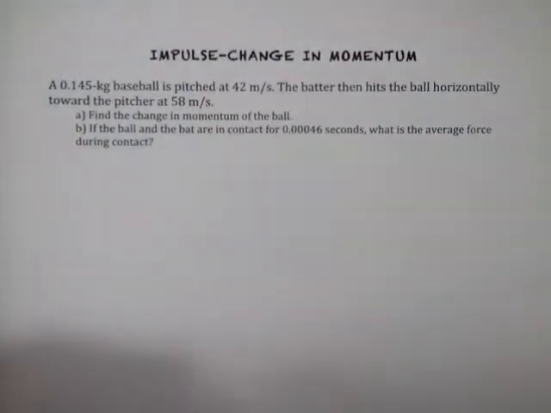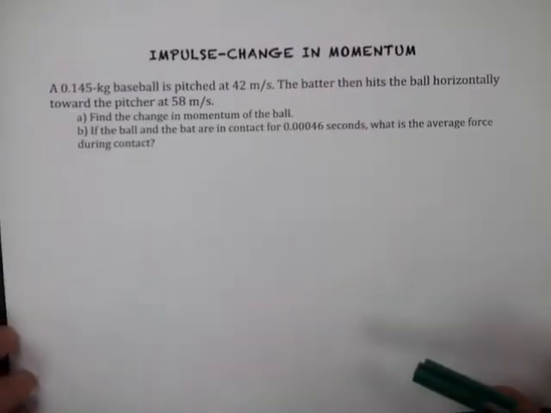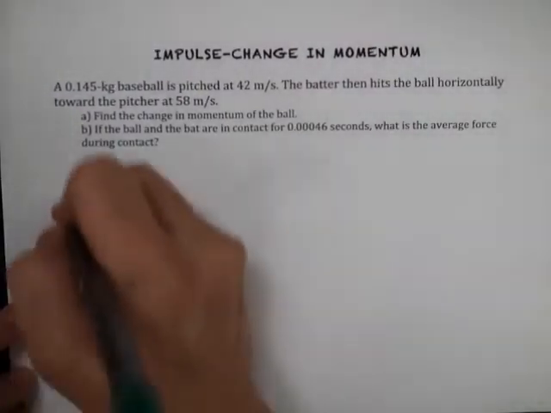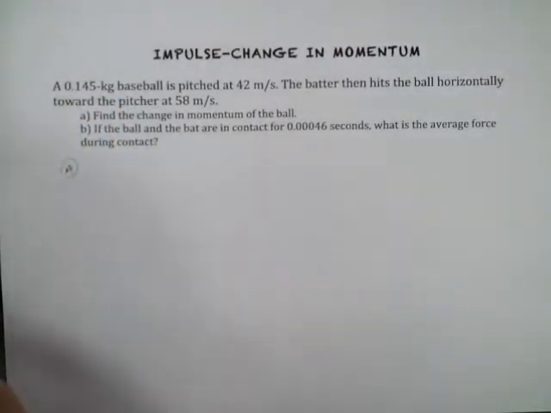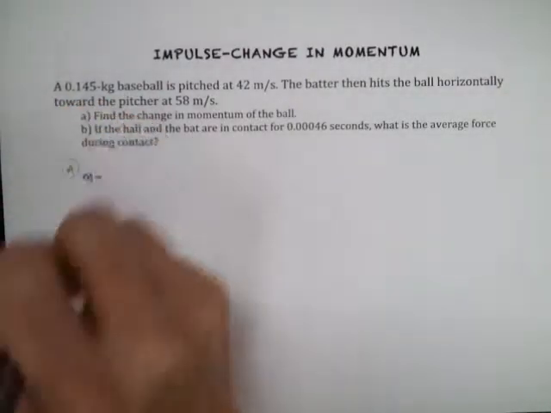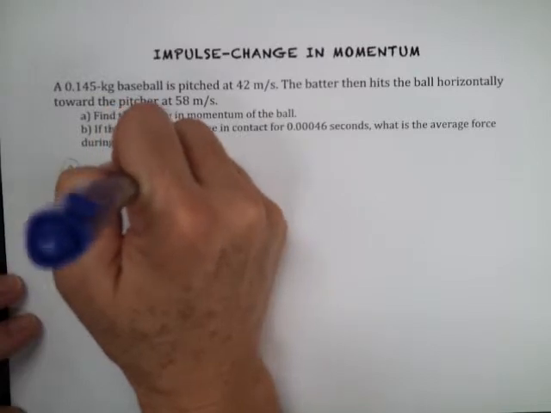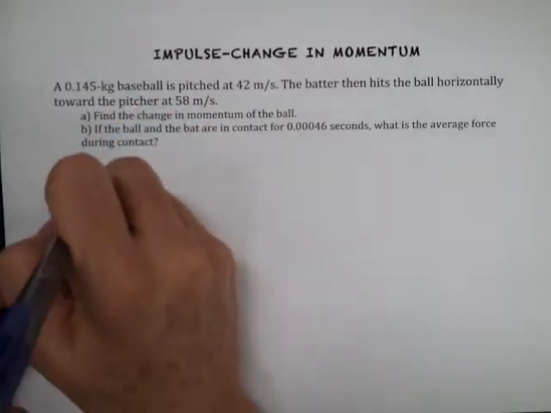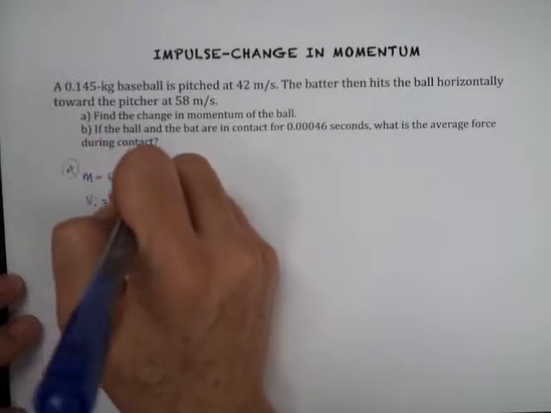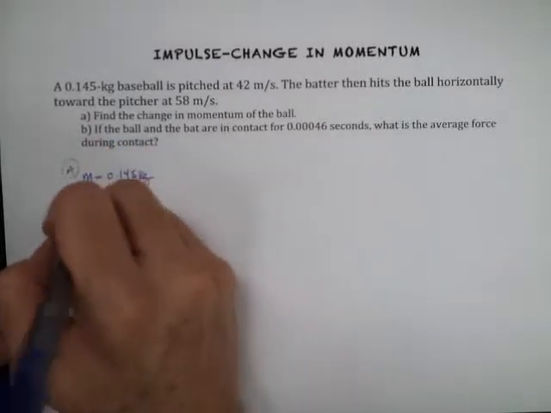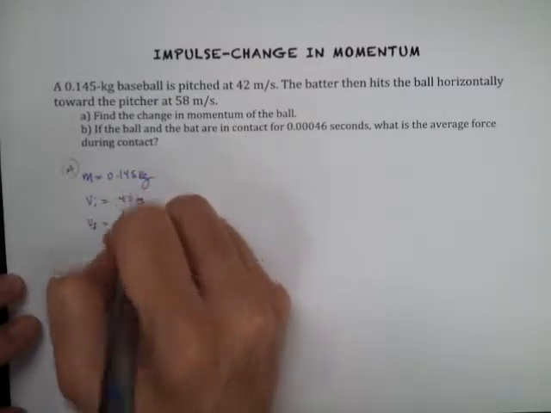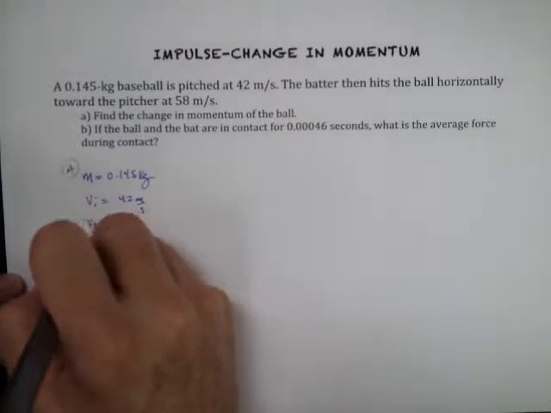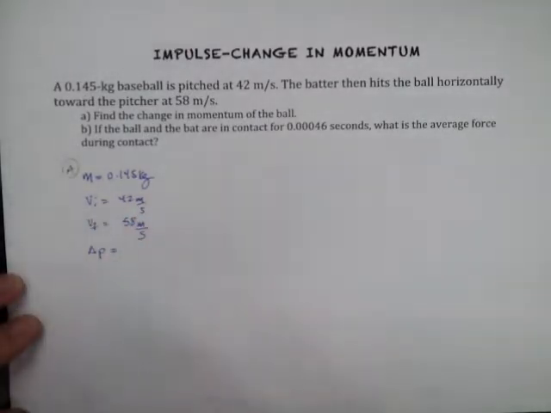So let's attack the first part of the question based on the information that we have been given. So we're looking at part A. Okay. So we have our mass of the baseball is 0.145 kilograms. We know that the initial velocity is 42 meters per second, and we know that the final velocity coming back towards the pitcher is 58 meters per second. And we're looking for the change in momentum or the change in P.